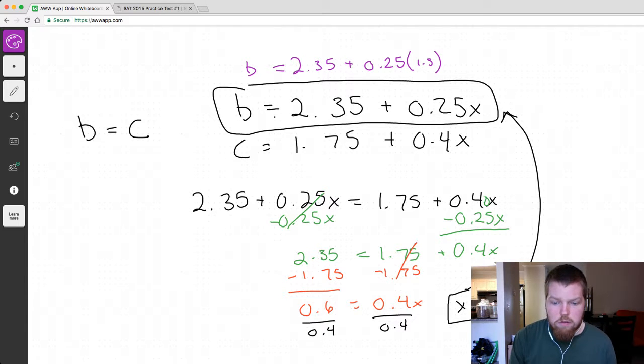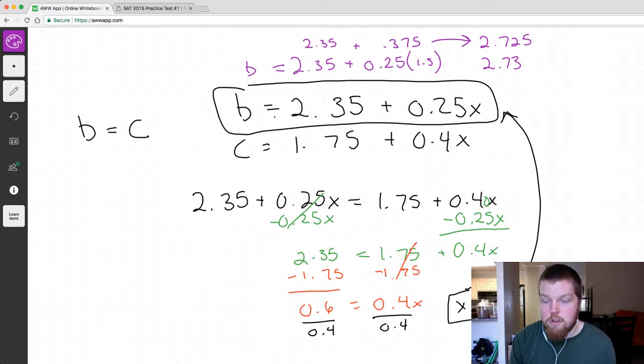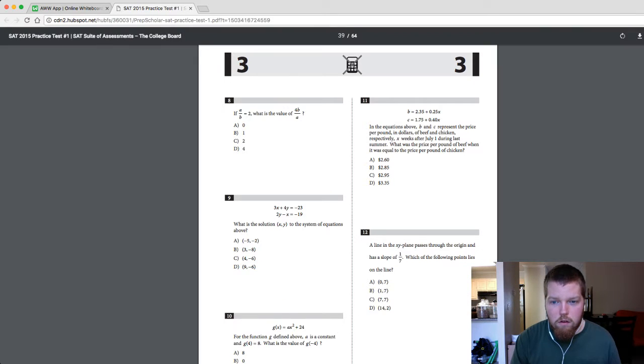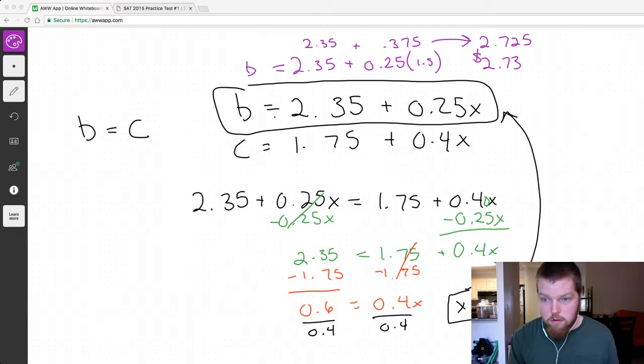So 0.25 times 1.5, I believe, is 0.375. Plus 2.35. If we add those two together, we're going to get 2.725, and we'll probably round that up to $2.73. Did I make an error in my math? Let's double check that. 0.375 plus 2.35 is 2.725.